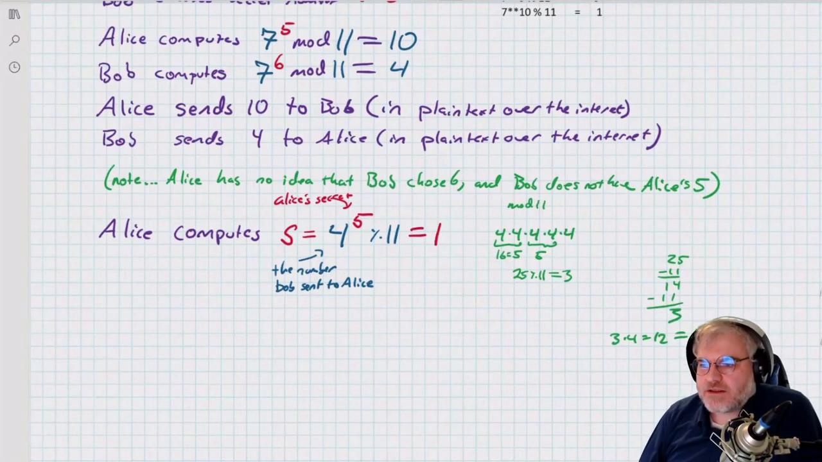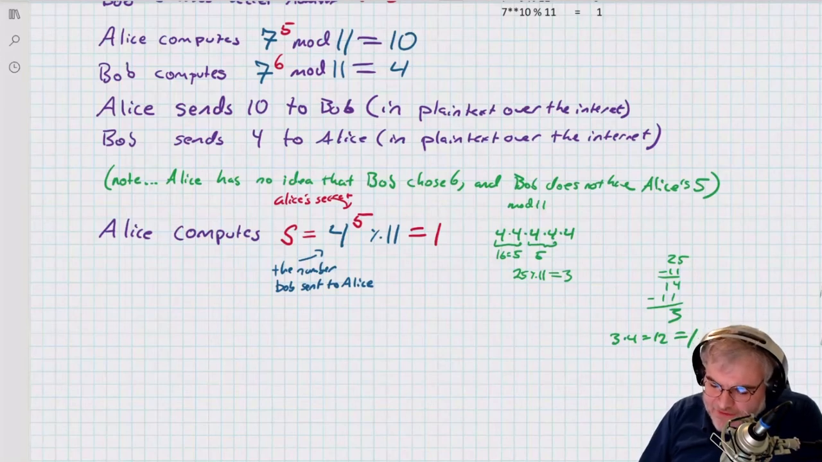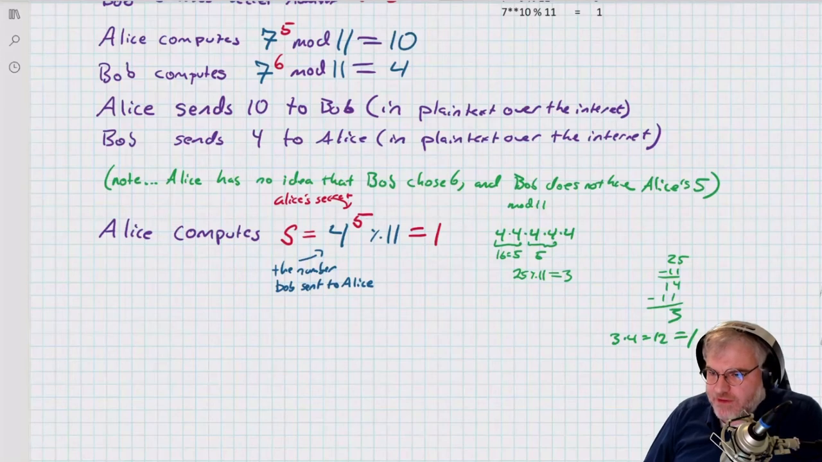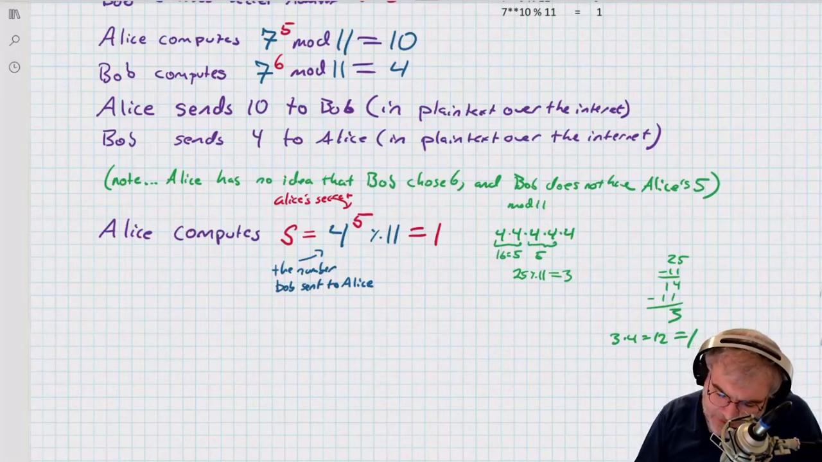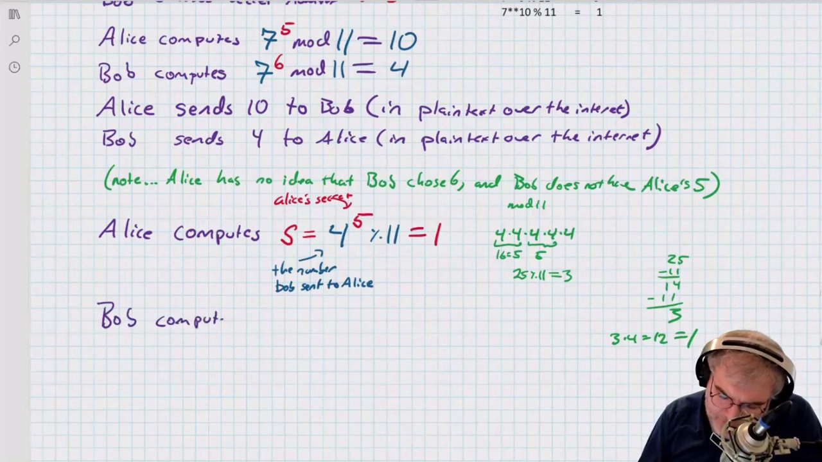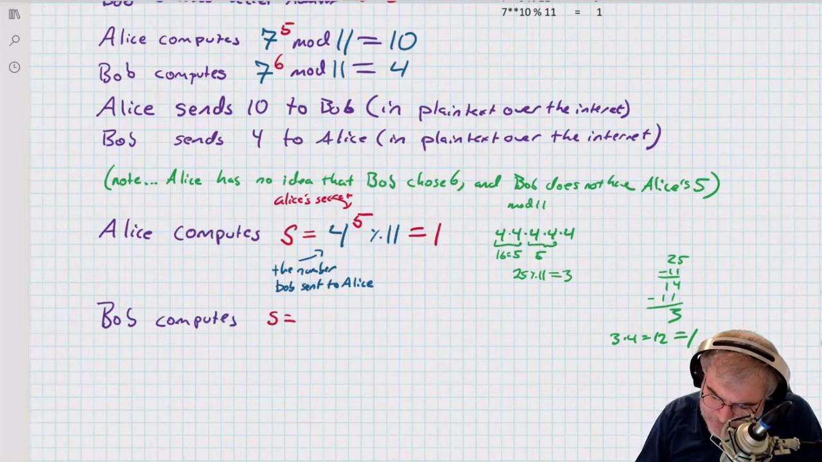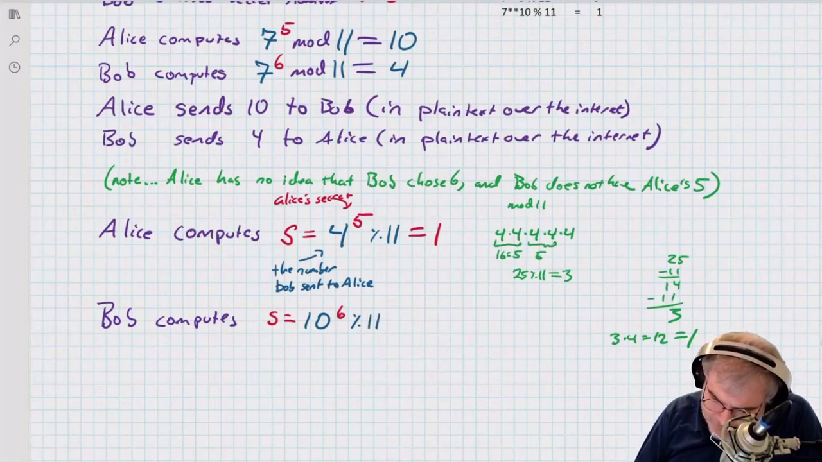Now notice that this was shared over a private network. This is private because there's no way for anyone in the middle to know that Alice chose 5. 1 to 5, how do we feel about that? Okay. Now, what does Bob do? Bob computes S equals, now the number that Alice sent to Bob, which was 10, to the 6th mod 11. The mod is public. Okay, so 10 to the 6th mod 11.